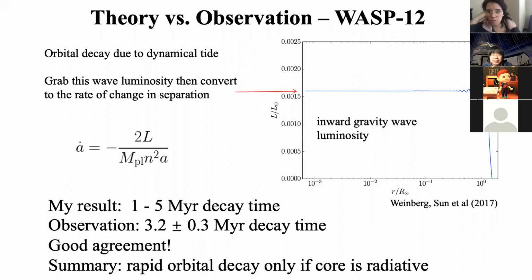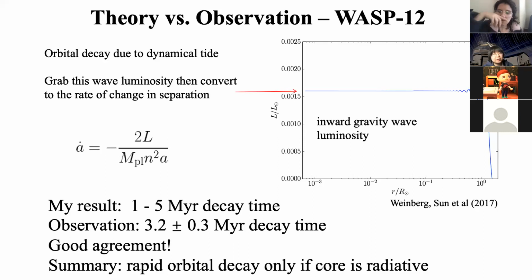the result gives an orbital decay rate that varies from 1 to 5 million years, which is exactly the same order of magnitude as the observation. That's good, theory works. One important requirement is that the host star, the primary star in this system, must be a subgiant with a radiative core, so the dynamical tide can propagate near the center and can nonlinearly damp there.